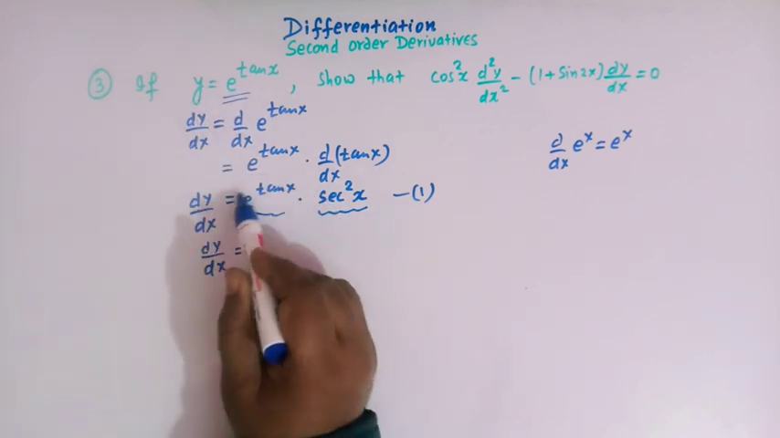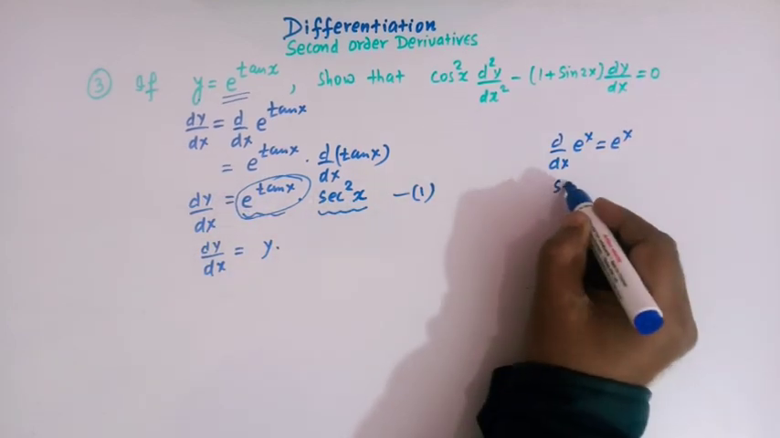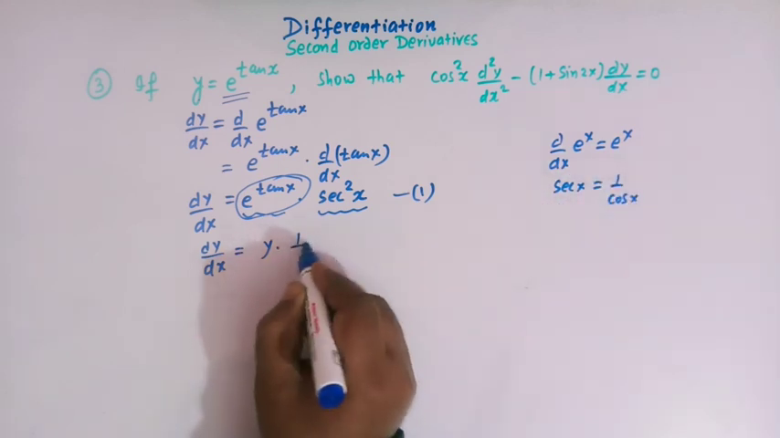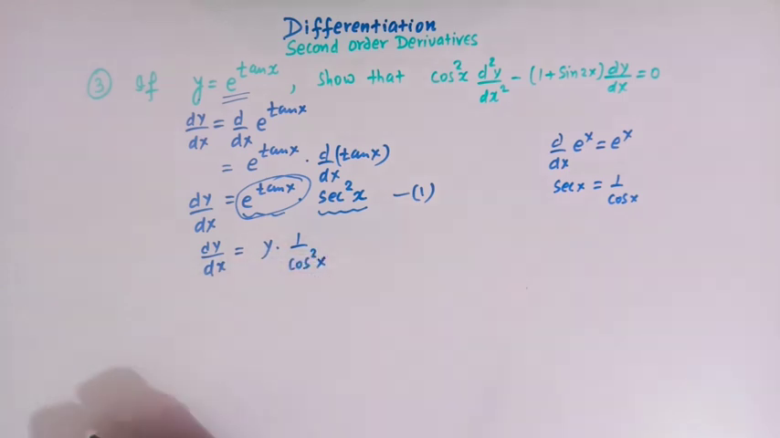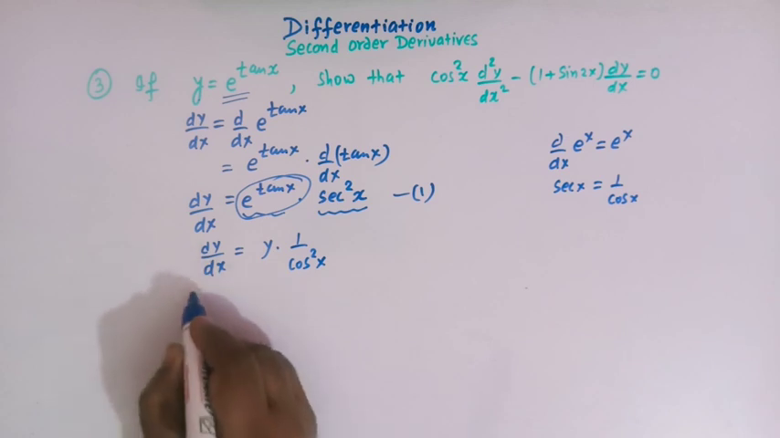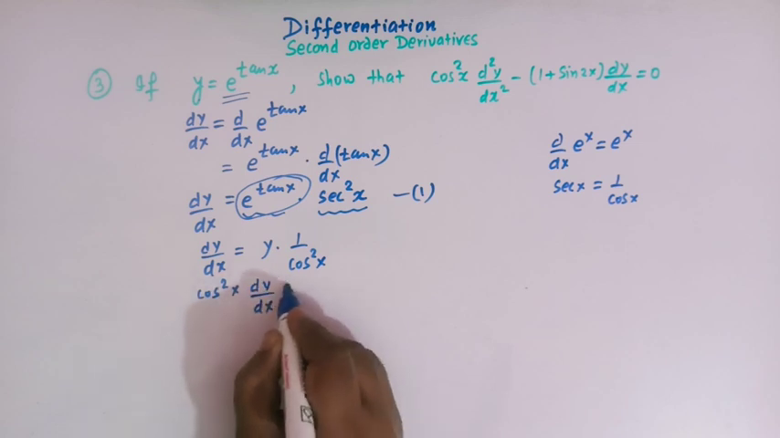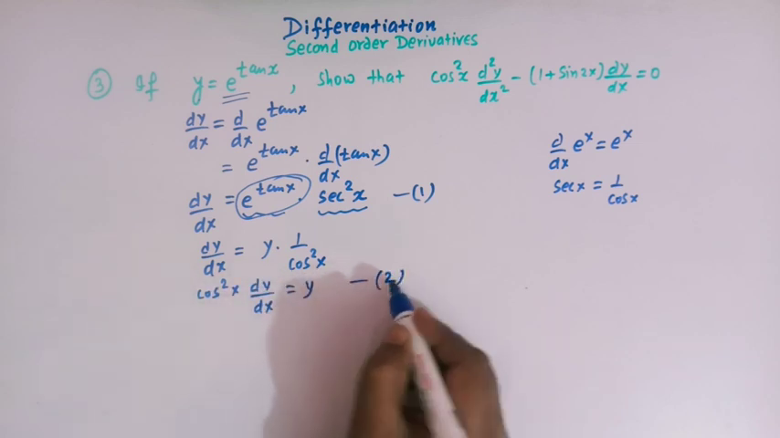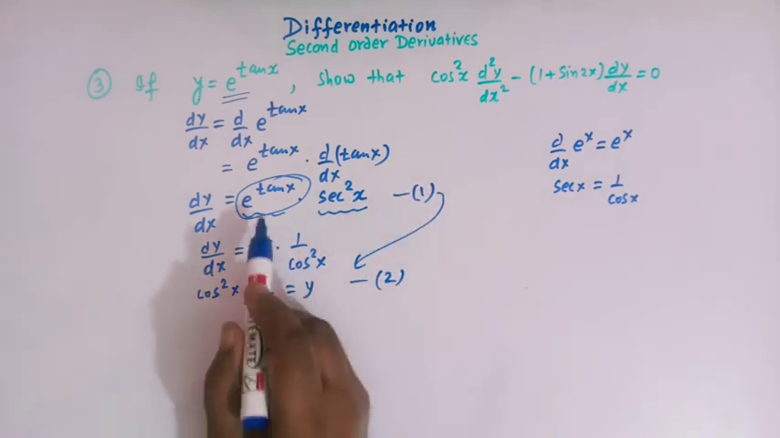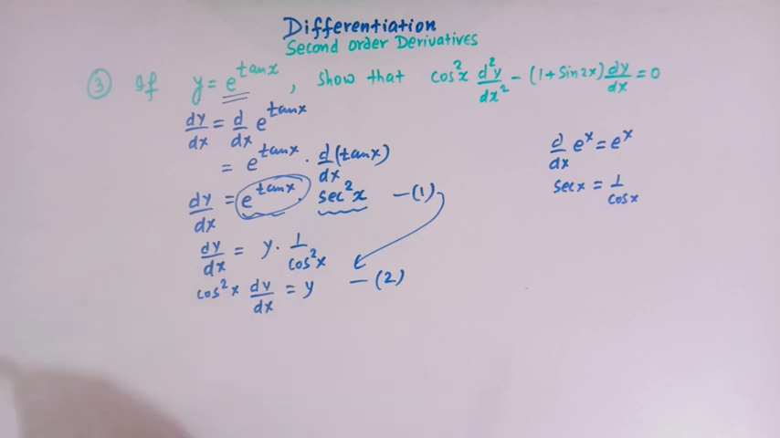So here we can directly replace this term by y, and we know that sec x is equal to 1 over cos x. So we'll write 1 over cos²x, right? And then we can take this cos²x to this side, so we will get cos²x dy/dx is equal to y, right? So we get this equation number 2 by taking e^(tan x) as y and sec²x as 1 over cos²x.